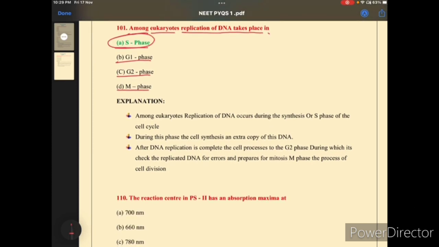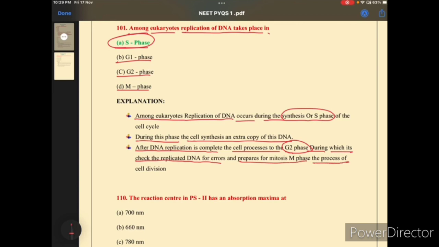Among the eukaryotes, replication of DNA occurs during the synthesis phase or S phase. During this phase, the cell synthesizes an extra copy of DNA. And after the DNA replication is completed, the cell passes into G2 phase, during which it checks the replication of DNA for errors and prepares for mitosis or M phase, the process of cell division.